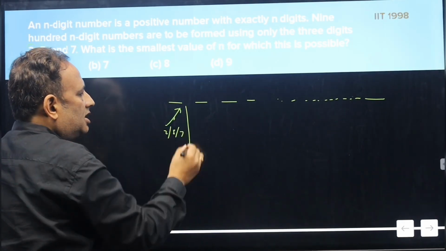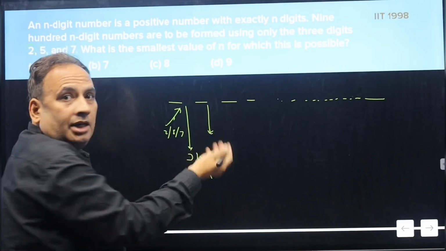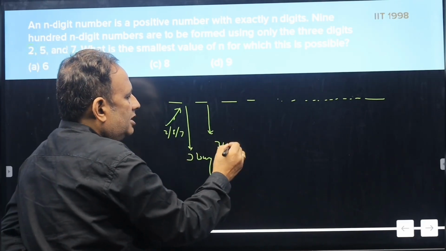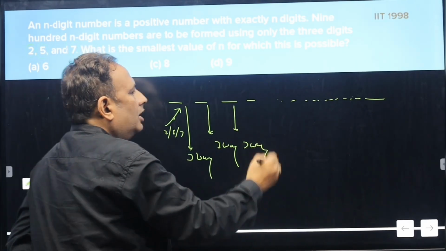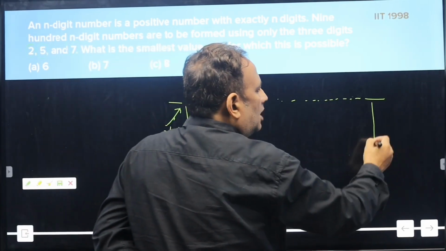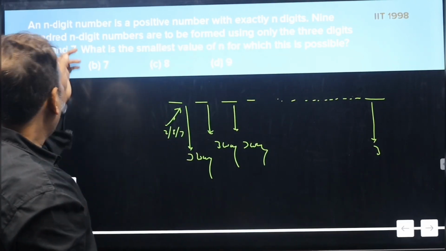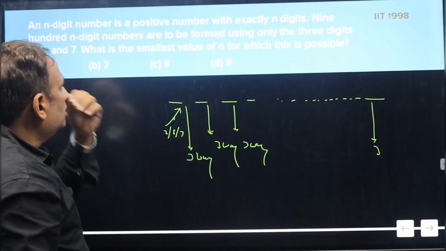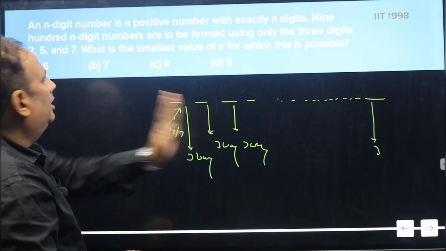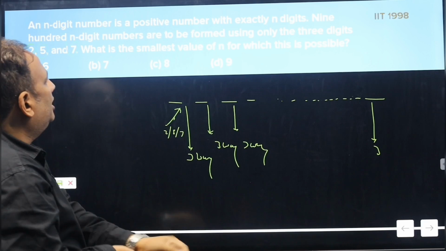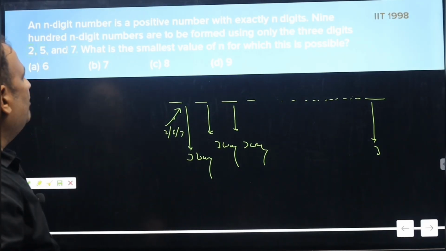3 ways only. The first place can be filled in 3 ways, the second place can also be filled in 3 ways, right? The third place also we can fill in 3 ways, and all other places up to n we can fill in 3 ways. So what we can see here is that an n digit number is a positive number with exactly n digits. Okay, 900 n digit numbers are to be formed using the 3 digits 2, 5, 7.